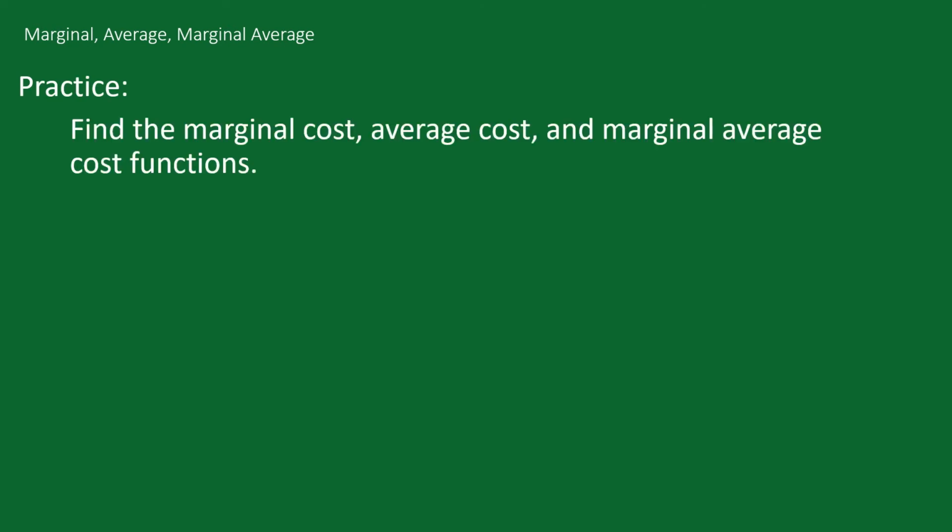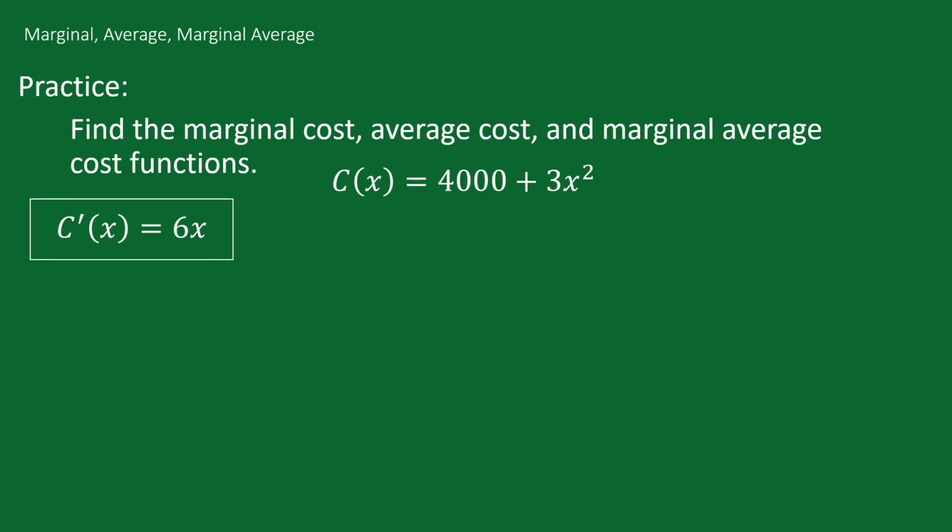So let's take a look at some practice problems together. Find the marginal cost, average cost, and marginal average cost functions of the following cost function. Pause the video now if you'd like to do the problem on your own first. Okay, so the first thing we're going to do is find the marginal cost function. Remember, marginal means to take the derivative. The derivative of this cost function is 6x, therefore the marginal cost function is c prime of x equals 6x.